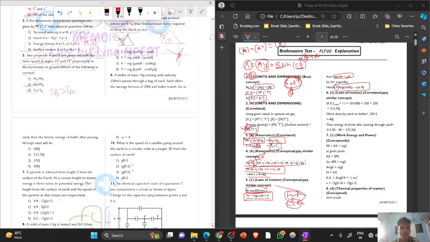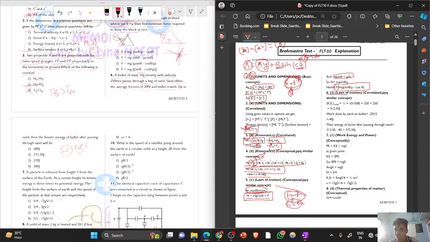Now moving to the next question. A bullet of mass 10 gram moving with velocity this passes through a bag of sand. Sand offers the average friction this Newton and bullet travels 2 meters in the sand. The kinetic energy of the bullet after passing. You can use the work energy theorem: work equals change in kinetic energy. So you need to calculate the work, then you know the K initial, and from there you can calculate the K final.